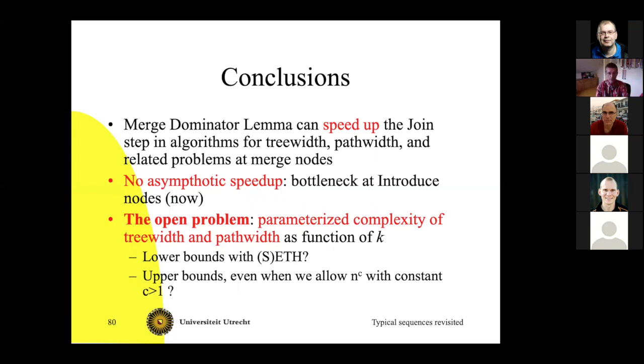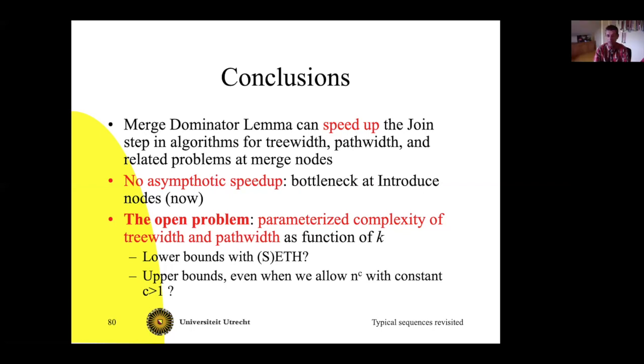So I'm going to give you one open problem, and it has been open for a quarter of a century or more. That is, what is the parameterized complexity of Treewidth and Pathwidth as a function of the parameter k itself, the Pathwidth or Treewidth? This problem can be attacked from two sides. First of all, we might want to have lower bounds based on the exponential time hypothesis or the strong exponential time hypothesis. I would already be happy with any lower bound which is basically 2 to the order k. That would already be something.